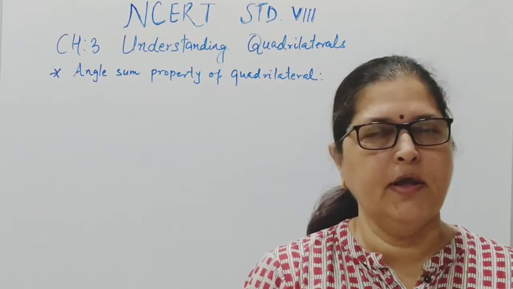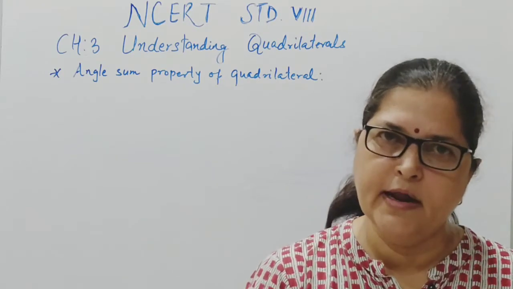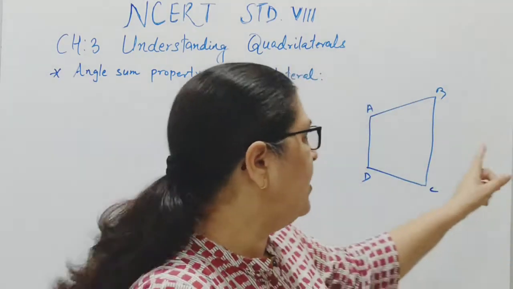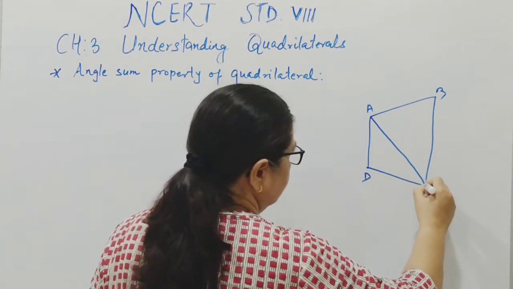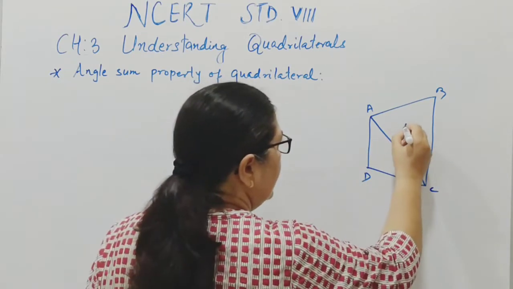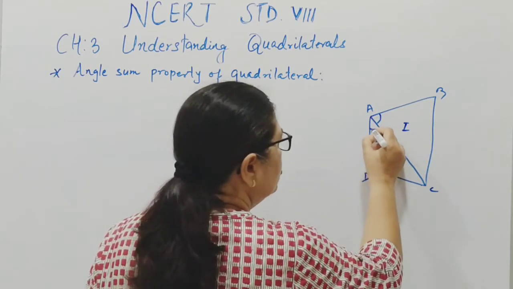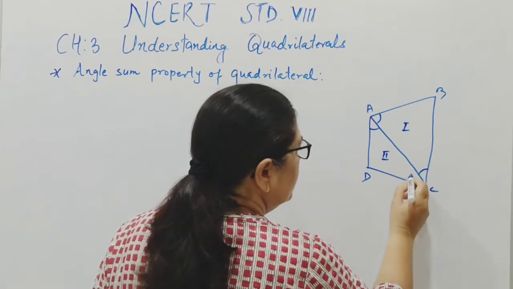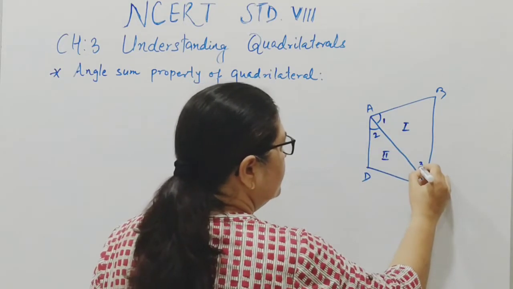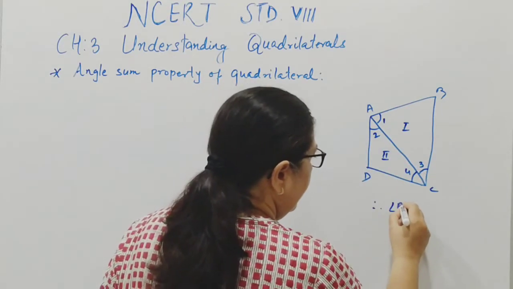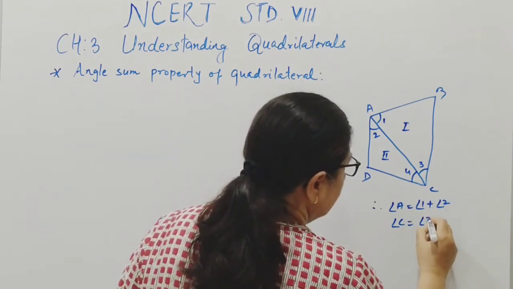Next is angle sum property of quadrilateral. Here we will verify that sum of all the four angles of a quadrilateral is 360 degree. Here we have a quadrilateral ABCD. We will divide it into two parts and we get two triangles. This is triangle ABC and this is triangle ACD. Here angle A has been divided into two parts. Similarly, angle C also has been divided into two parts. Let us name them angle 1, angle 2, angle 3, angle 4. Therefore, angle A is equal to angle 1 plus angle 2 and angle C is equal to angle 3 plus angle 4.